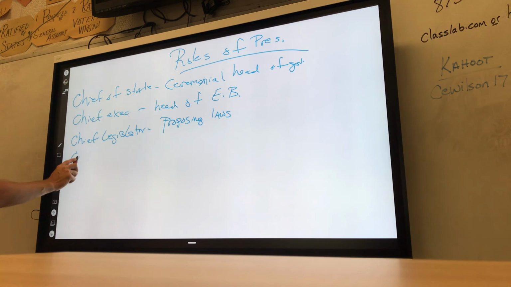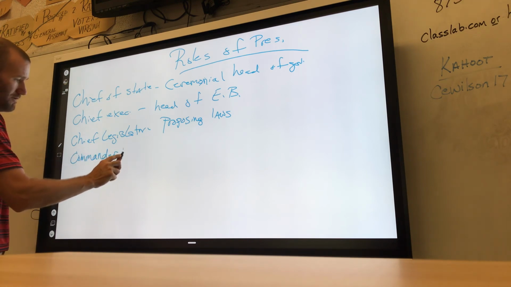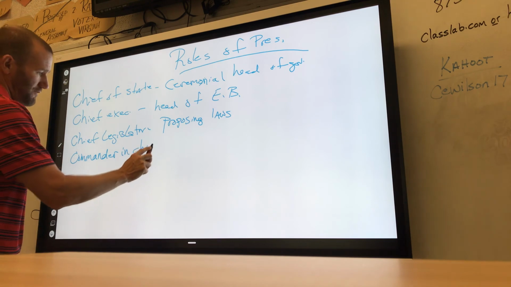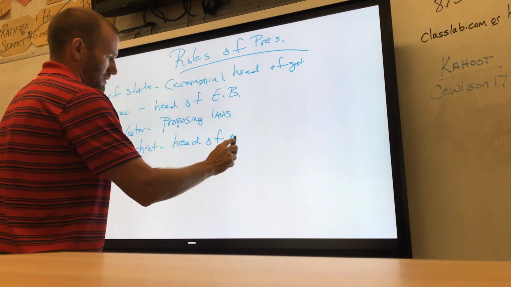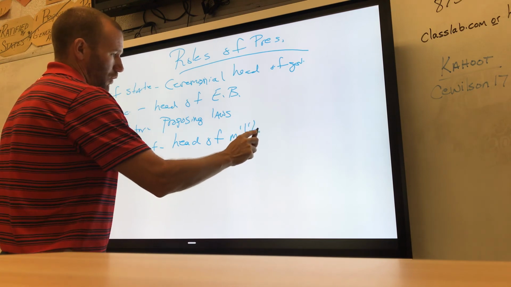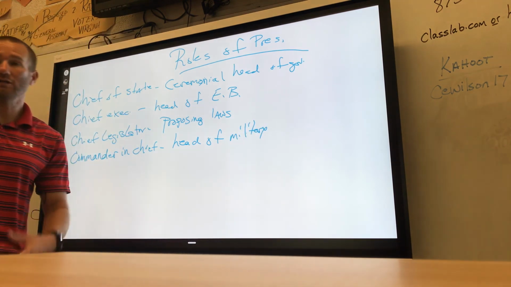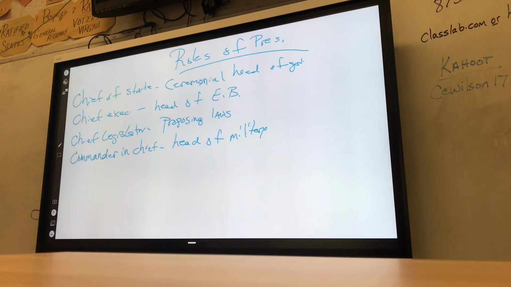Next was commander-in-chief, head of the military. Anytime we go to war, anytime we need to use the military, the president makes those decisions. When he makes those decisions, he's playing the role of commander-in-chief.